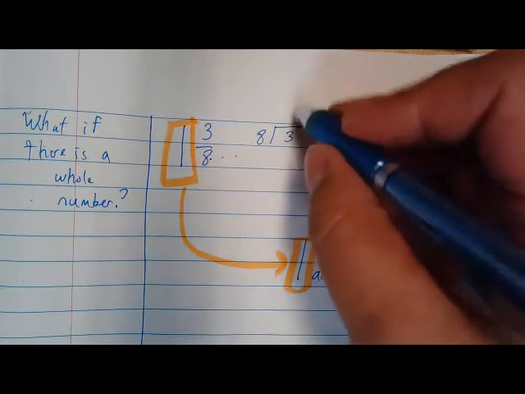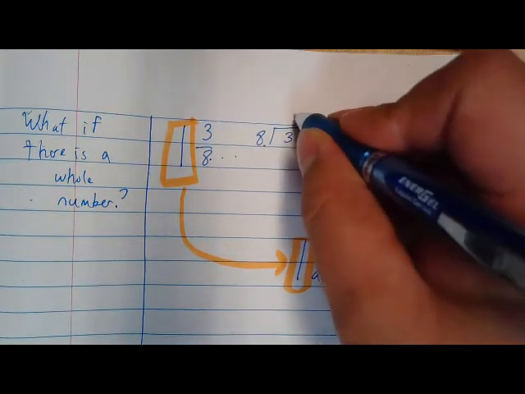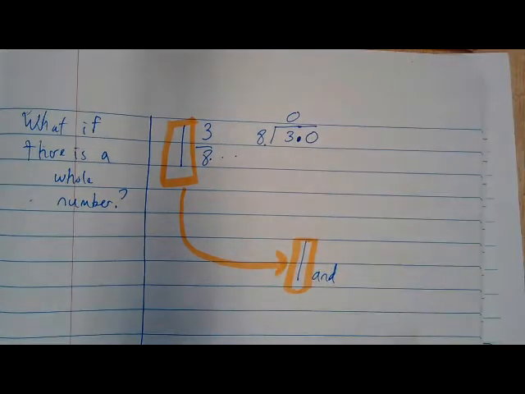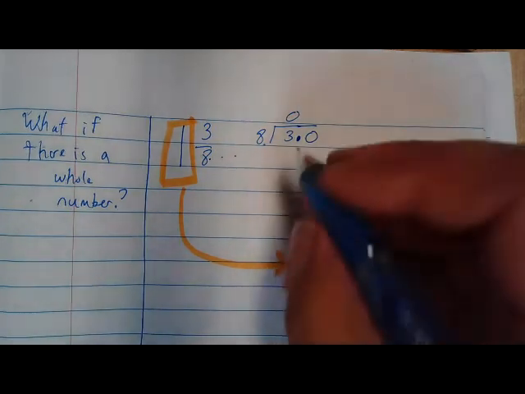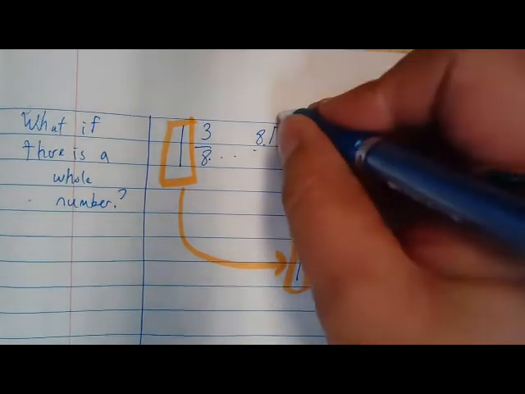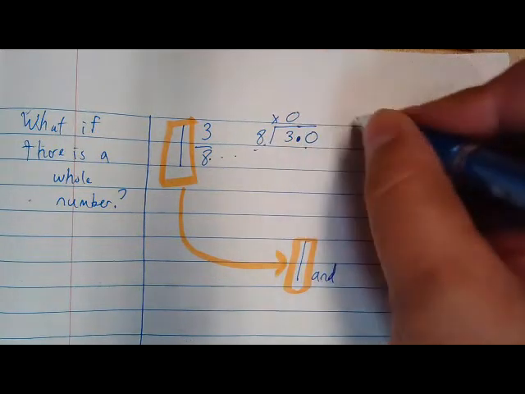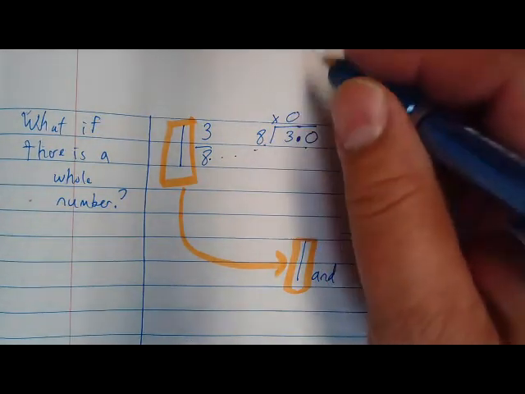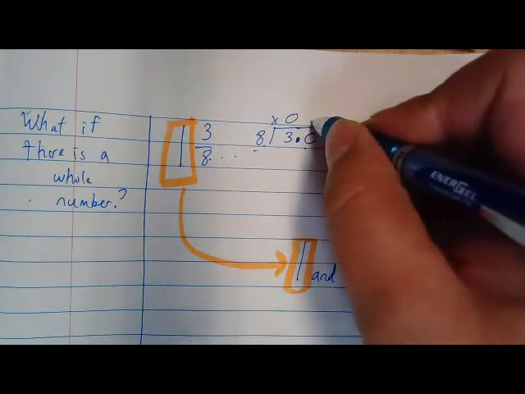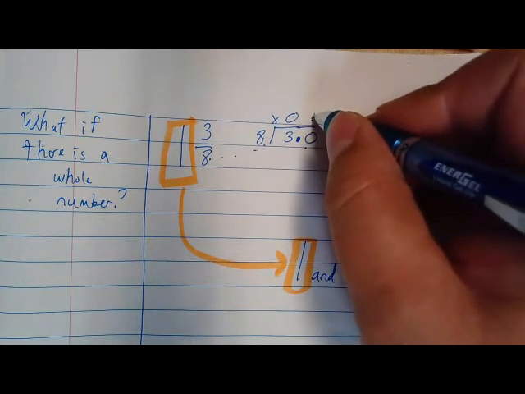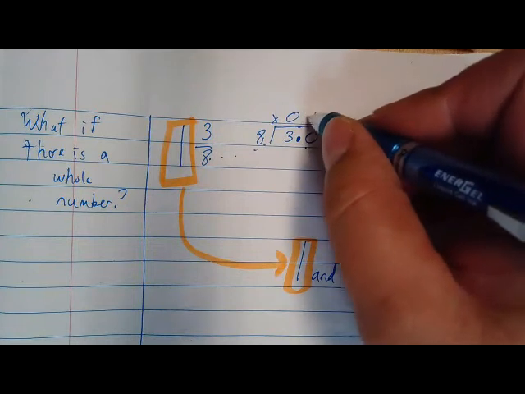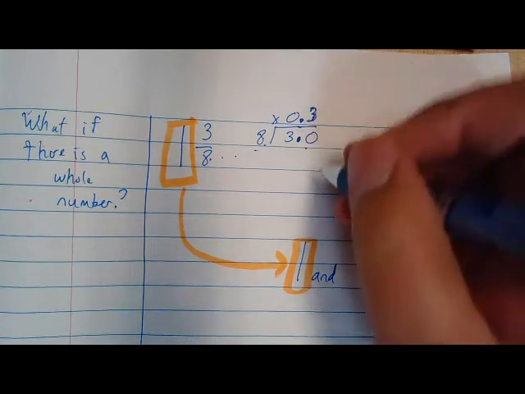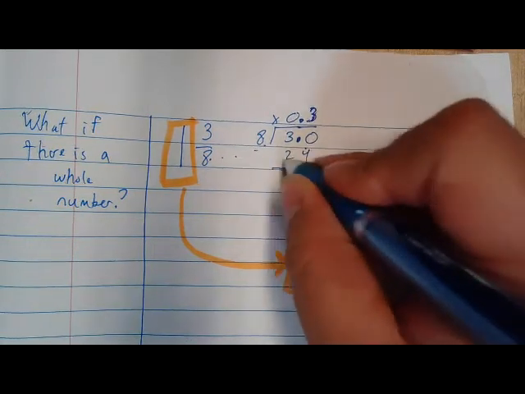Okay. Can I make groups of 8 out of 3? No. I'm at a decimal point and a 0. Okay. Now, how many groups of 8 can you make out of 30? Right? Again, I'm not going to draw dots. If you imagine 30 dots, how many groups of 8 can you make out of 30? Let's just do times tables. 8 times 2 is 16. 8 times 3 is 24. Excuse me. 8 times 4 is 32. That's too much. We'll go back to the 3. 8 times 3 is 24.